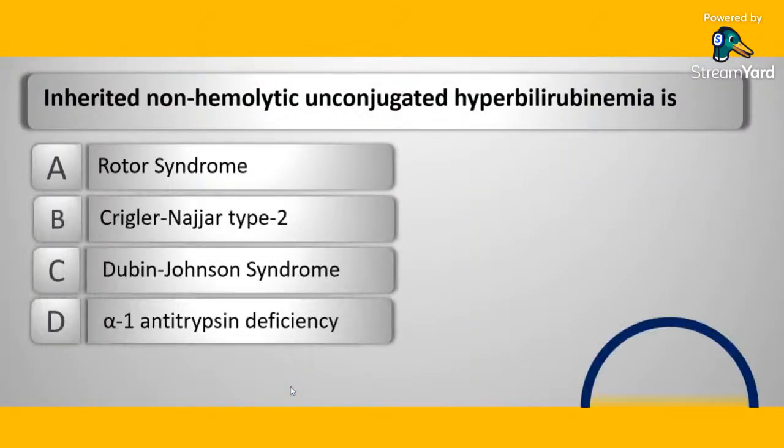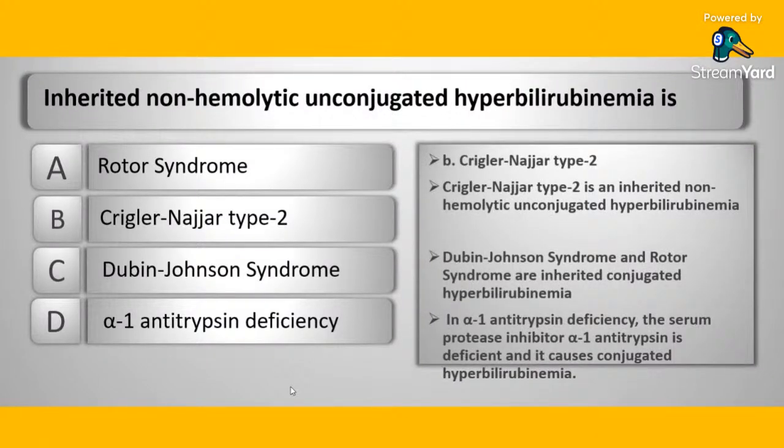Inherited non-hemolytic unconjugated hyperbilirubinemia is: A. Rotor syndrome, B. Crigler-Najjar type 2, C. Dubin-Johnson syndrome, D. alpha-1 antitrypsin. Crigler-Najjar type 2 is an inherited non-hemolytic unconjugated hyperbilirubinemia. Dubin-Johnson syndrome and Rotor syndrome are inherited conjugated hyperbilirubinemia. In alpha-1 antitrypsin deficiency, the serum protease inhibitor alpha-1 antitrypsin is deficient and it causes conjugated hyperbilirubinemia. So the answer is Crigler-Najjar type 2.